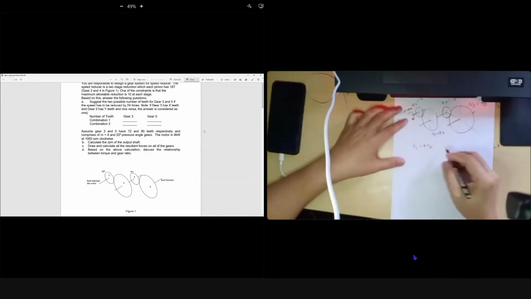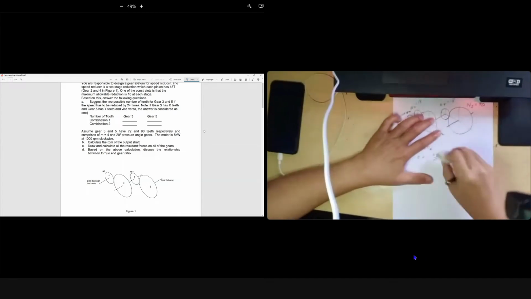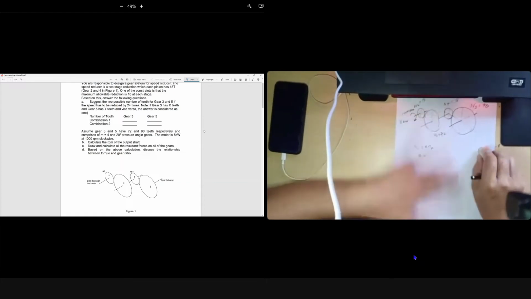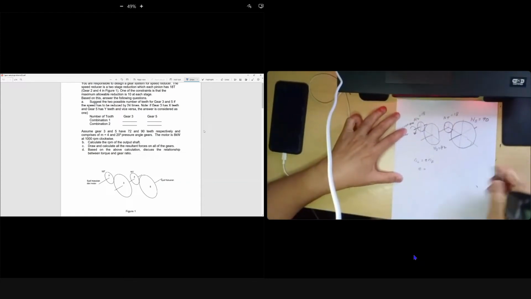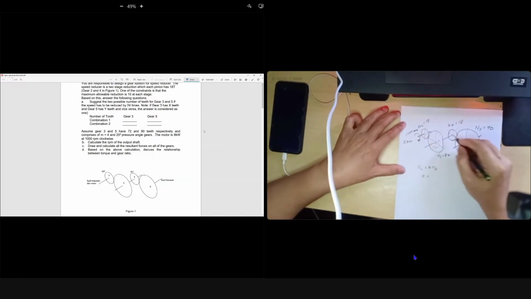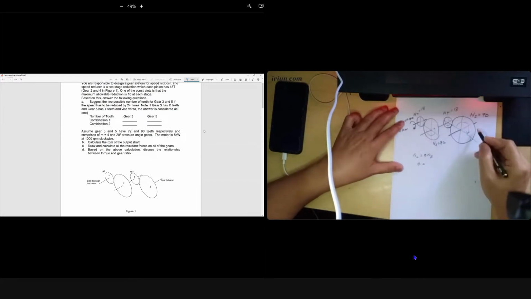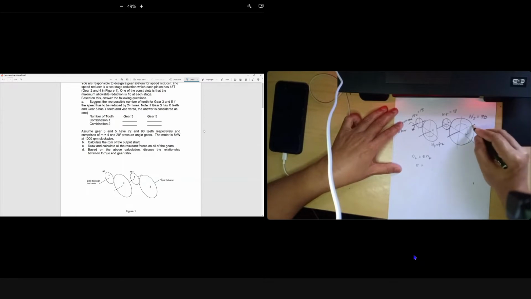E equals N last over N first. For a gear train, E is driver over driven. Note this, I had it reversed. So what is driving? This one rotates like this, this one counterclockwise, it is also counterclockwise, and this one goes clockwise. Calculate the RPM of the output shaft. So this will be the output shaft.